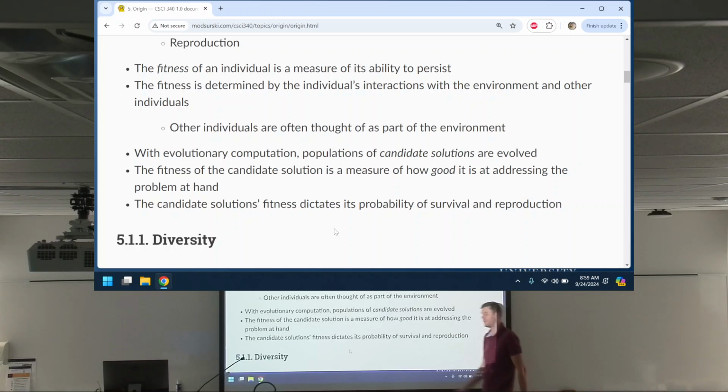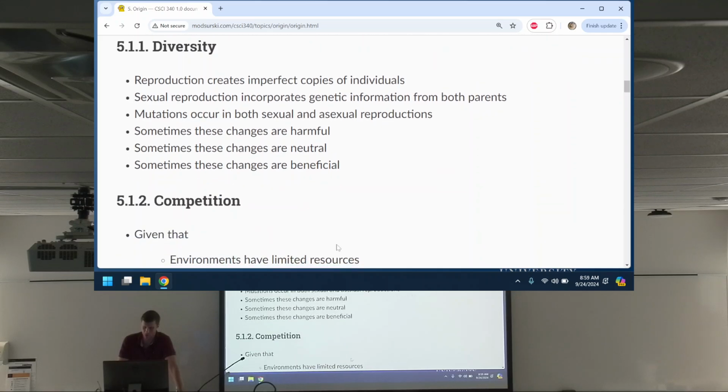And the candidate solution's fitness dictates its probability of survival and reproduction. Cool. Any questions so far about any of that rant? So, diversity.